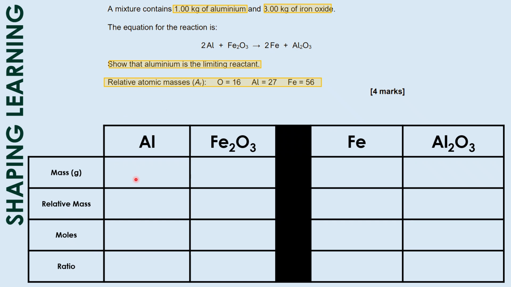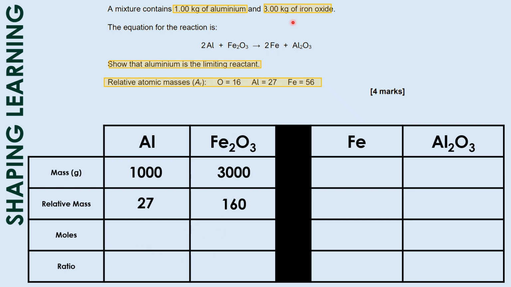So for aluminium, first I want to work out the mass. I've got 1,000 grams of aluminium because it's 1 kilogram, and I've got 3,000 grams of iron oxide because it's 3 kilograms. I can work out the relative masses. The relative mass of aluminium is 27. The relative mass of iron oxide, if I add it all up, is 160. Now with these two numbers and these numbers, I can work out the number of moles of each that I've got to start with.